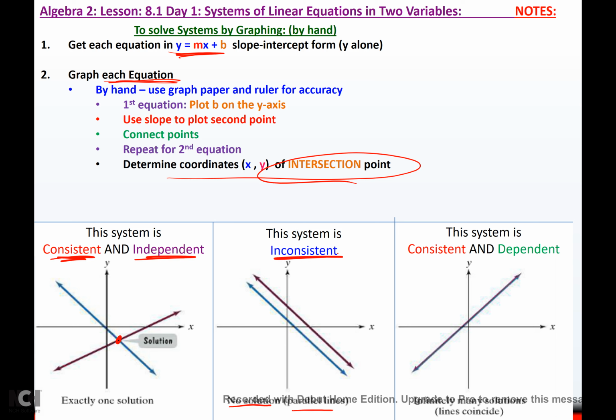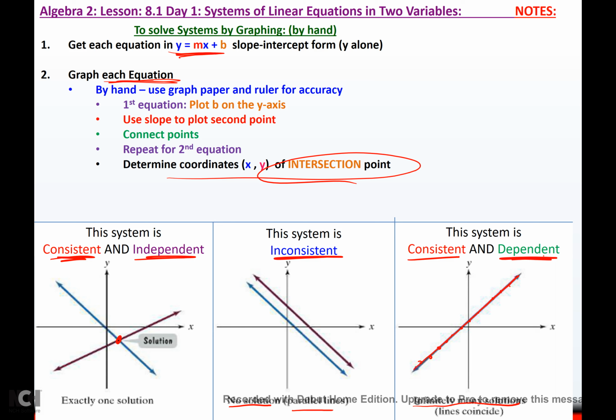And the third thing that can happen is they can actually give you the same line but with two different equations. When that happens, you basically have the same line graphed on top of itself, which means there's infinitely many solutions because they share every single solitary point. All right, so we call that system consistent and dependent.